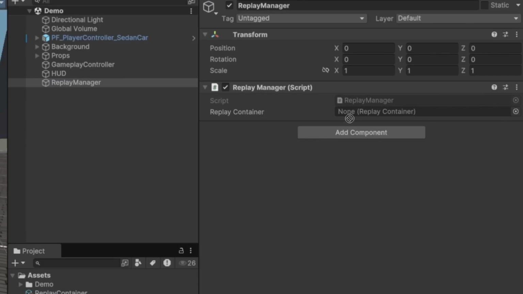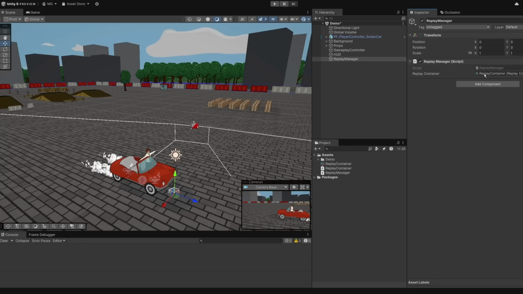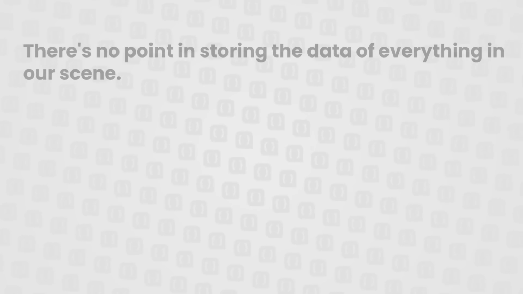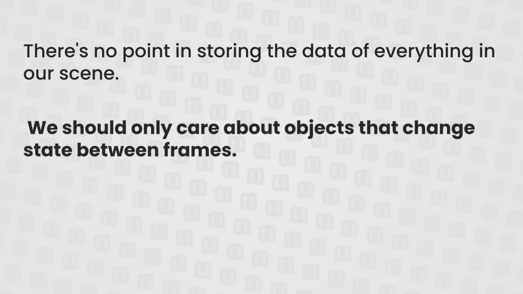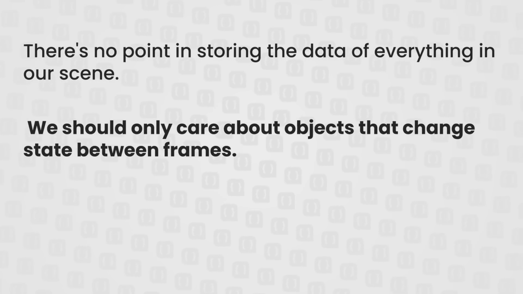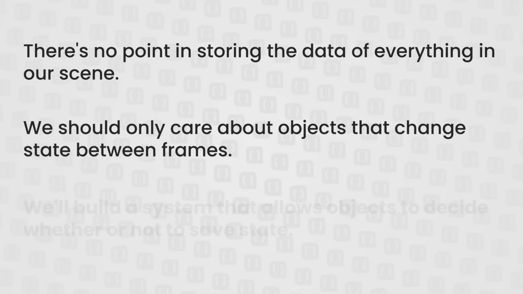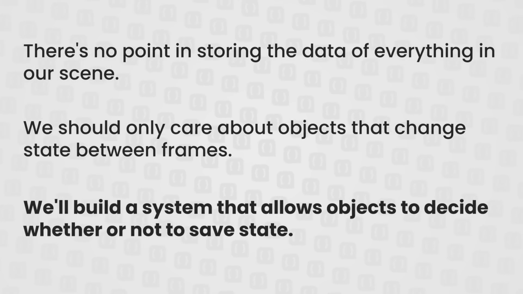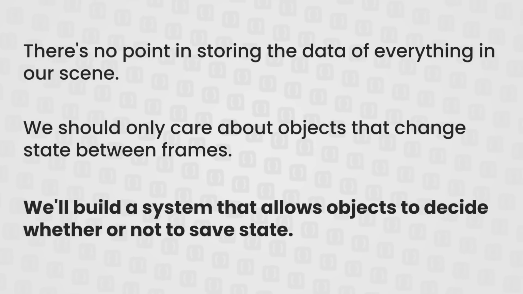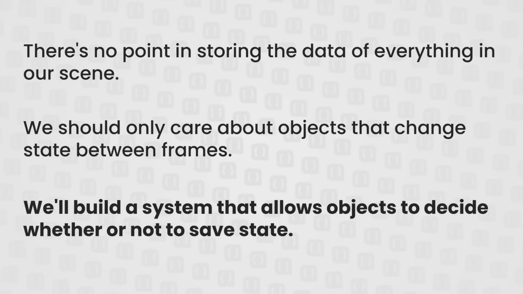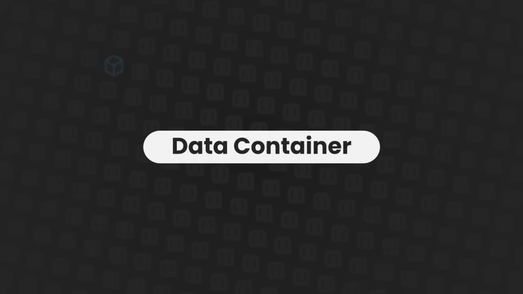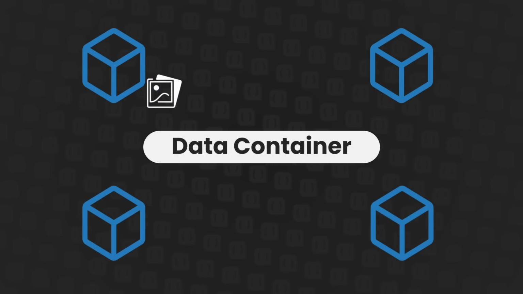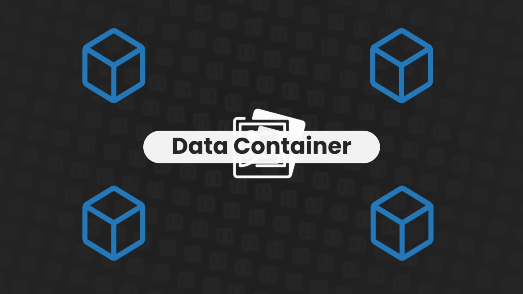Okay, so we have our manager and our data object. We're ready to start setting up our snapshotting system. It would be pretty wasteful to serialize the state of absolutely everything in our scene, especially if most objects remain static and don't really change state much between frames. So we'll only want to update objects if they've actually changed between frames, so we'll design this in a way that leaves it up to our objects to decide when and what to save. Our data container then won't really need any understanding of what's in the scene, but instead should just store a snapshot of the data each object cares about.